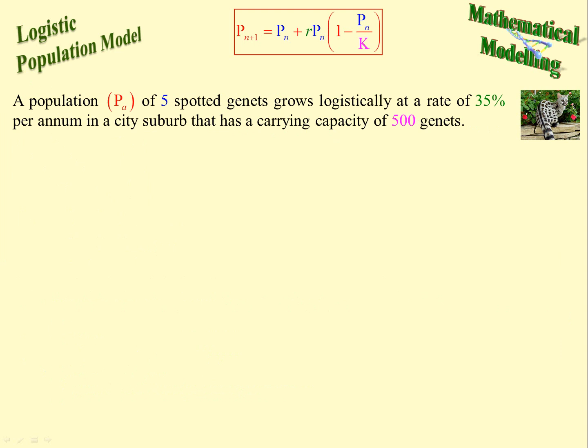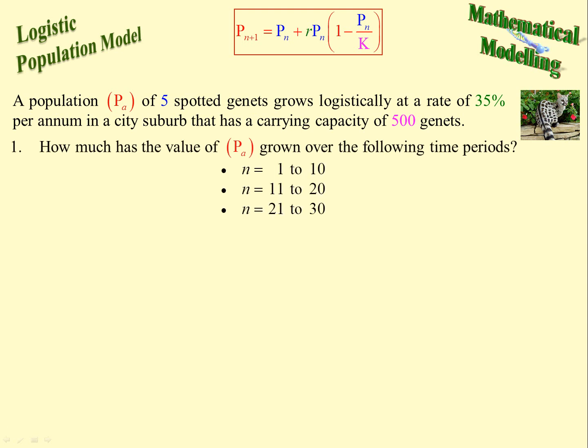Right, an example. The population of 5 spotted genets grows logistically at a rate of 35% per annum in a city suburb that has a carrying capacity of 500 genets. Now this assumes that no extermination is done, and there are no other predators or anything to affect it, or disease. So it's just purely the genets and the food. How much has the value of P grown over the following time period? So from 1 to 10, and then 11 to 20, and so on.